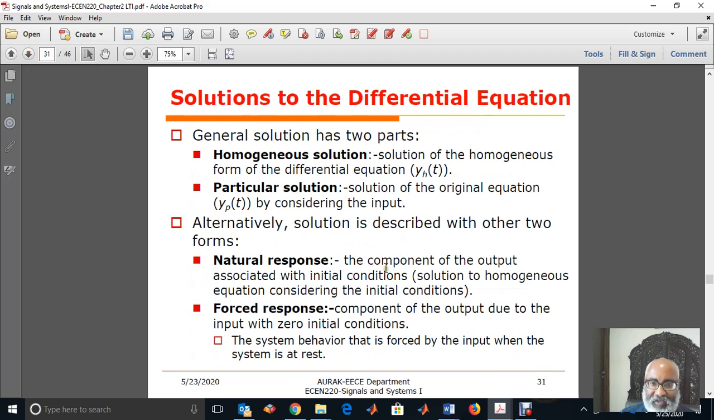The other alternative for the solution is finding the natural response and the forced response, and the total solution will be the natural response plus the forced response. The natural response means the component of the output associated with the initial conditions, considering the homogeneous solution. That means we solve the homogeneous solution.